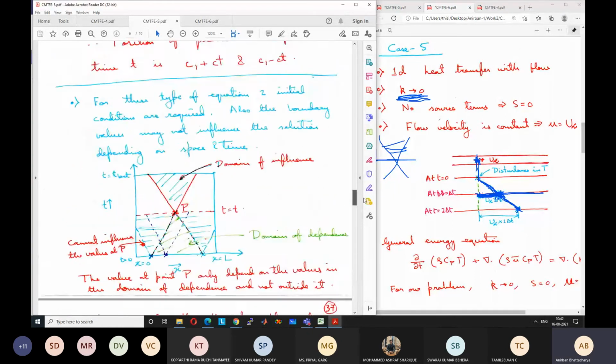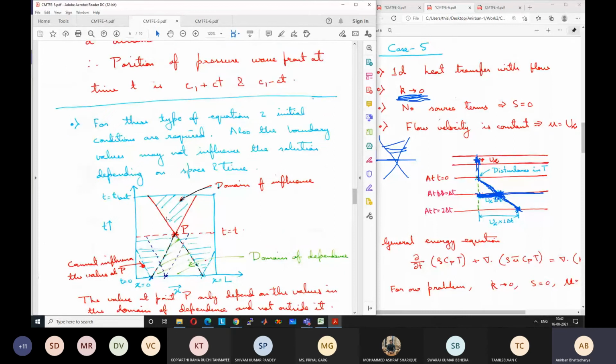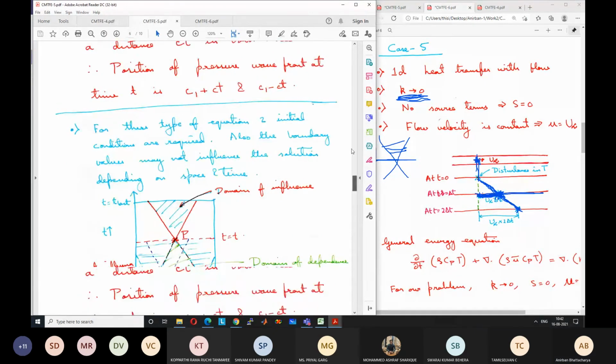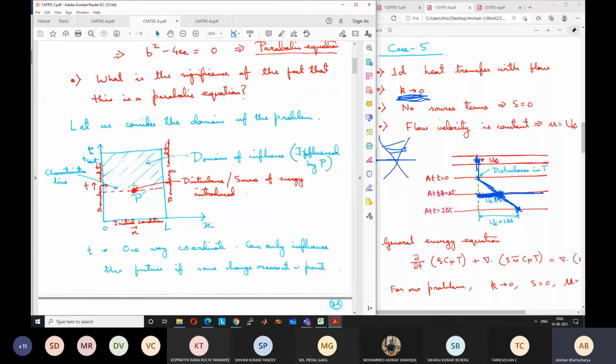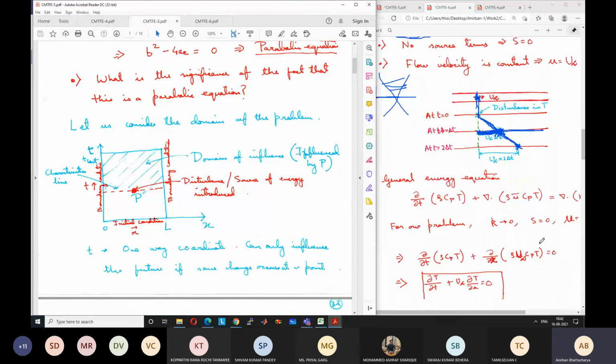At a certain time, although we are progressing with time, the region is still limited to a certain region, okay? Not like this. It is bounded by time, but in the space direction, the entire information has passed to the entire region. Here it is bounded in space also. That's why it is hyperbolic in nature.